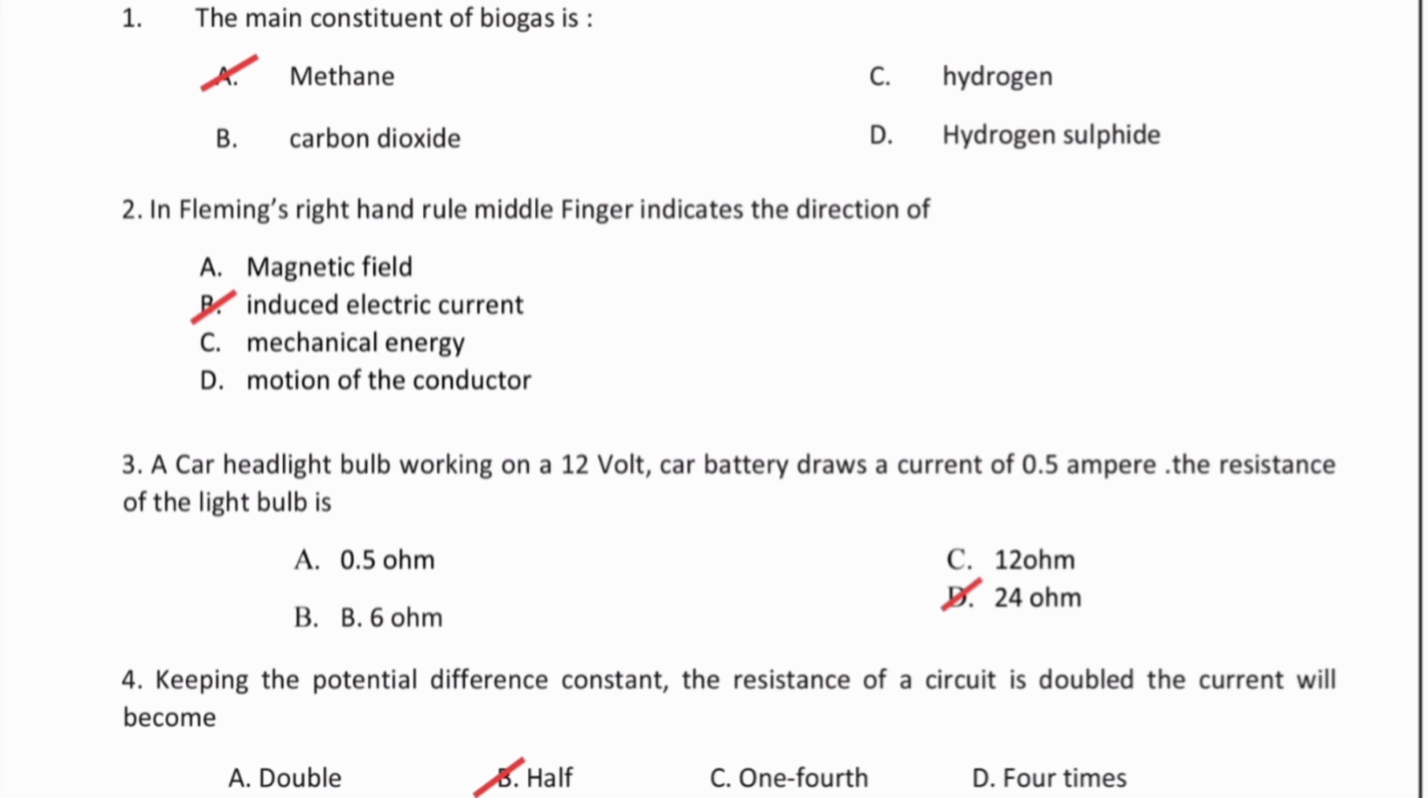In Fleming's right hand rule, the middle finger indicates the direction of induced electric current.